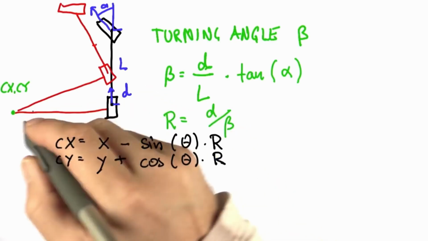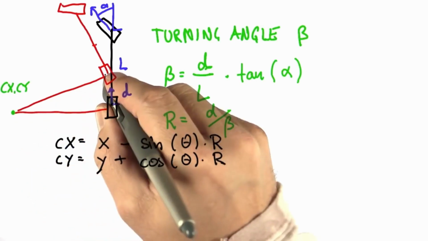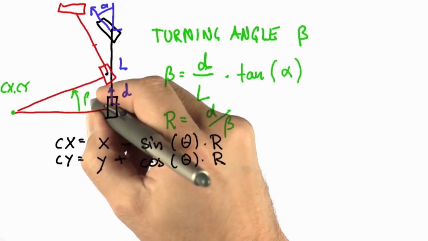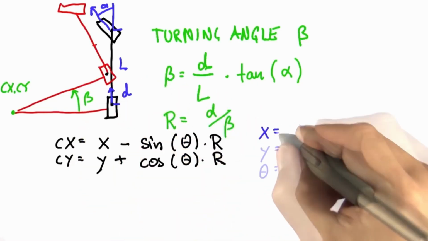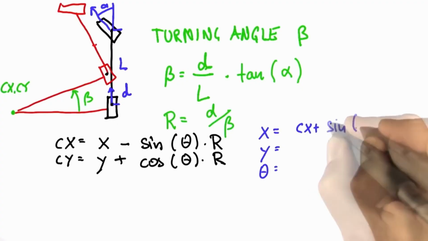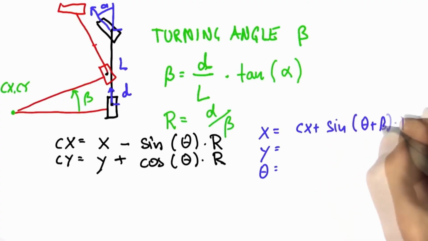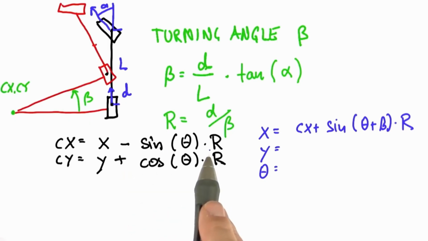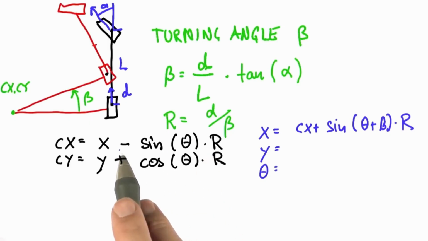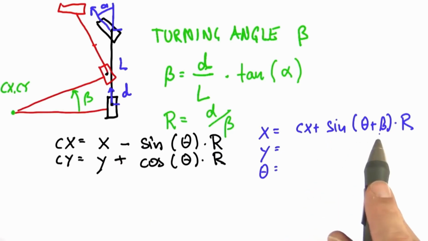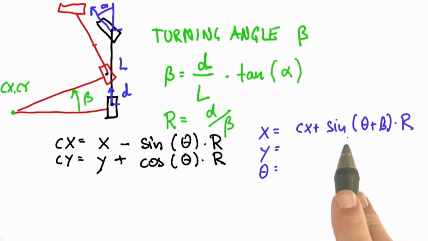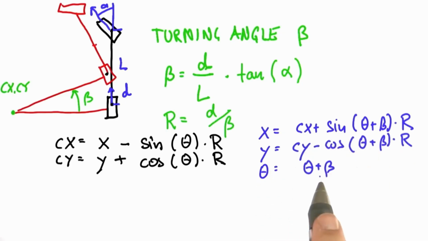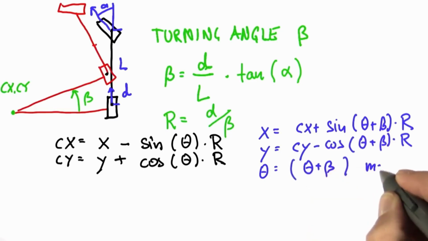And then after motion, we can go back from Cx and Cy to a new state over here, simply by adding in the turning angle beta. That is, our new x is Cx plus sine of theta plus beta times radius. And notice how this parallels this guy over here, except for two changes. What we previously subtracted, we're now adding, and we're adding beta to the argument of the sine. Same with y. And the orientation is just increased by beta, modulo 2 pi.